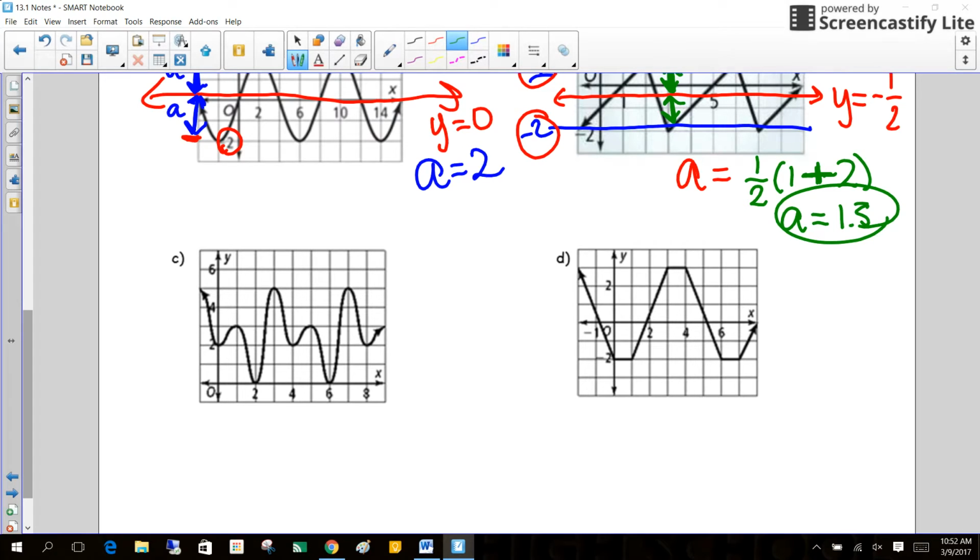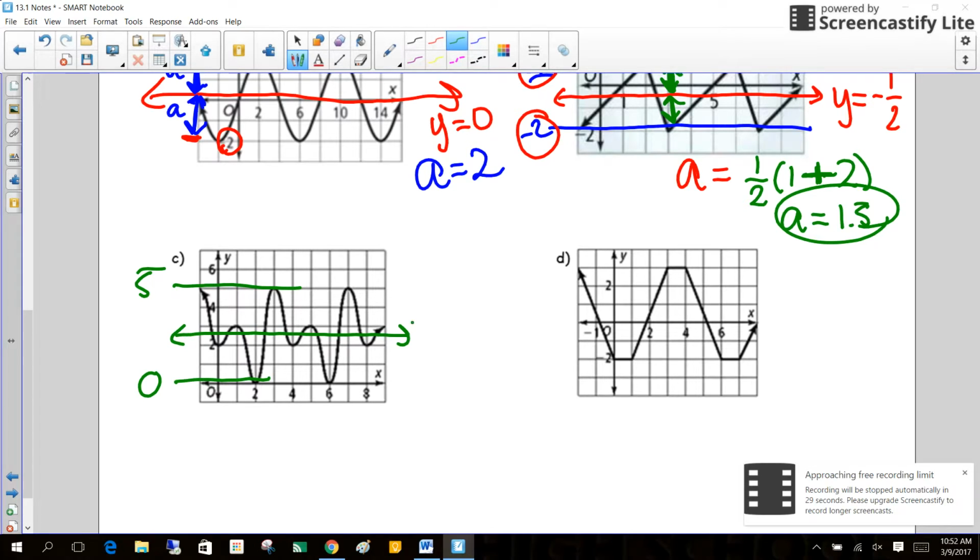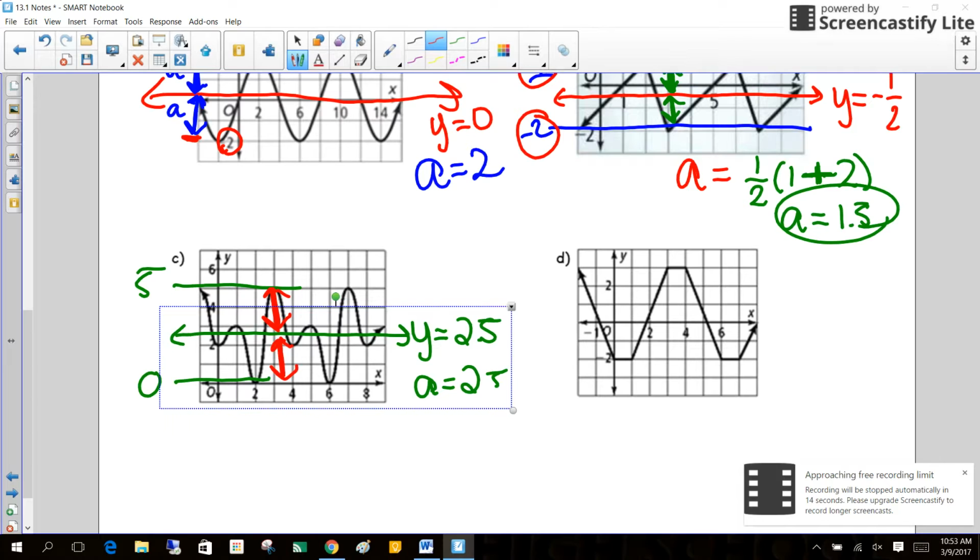For C, this graph looks a little more funky, but it's the same process. So you have a maximum up here at 5, you have a minimum down here at 0. Halfway between those would be at 2.5. So that's my midline, y equals 2.5. And then that will also actually be my amplitude, because we have that distance between the max and the midline.